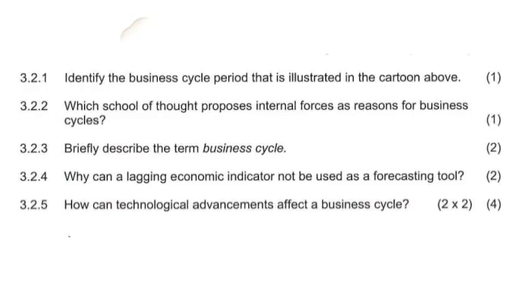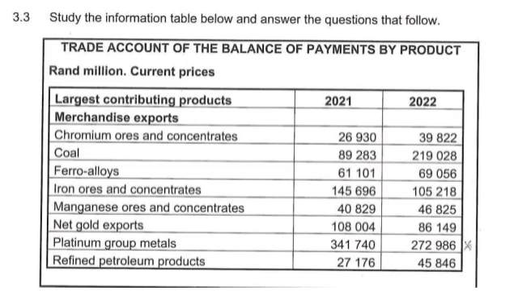So you will see that the questions that follow, they've asked you about the business cycle. The first one wants to know which business cycle period is represented in the cartoon, and you also have questions like discuss the business cycle as well as the indicators for forecasting in the business cycle. In 3.3 we have a table. The table is about the trade account of the balance of payment account.